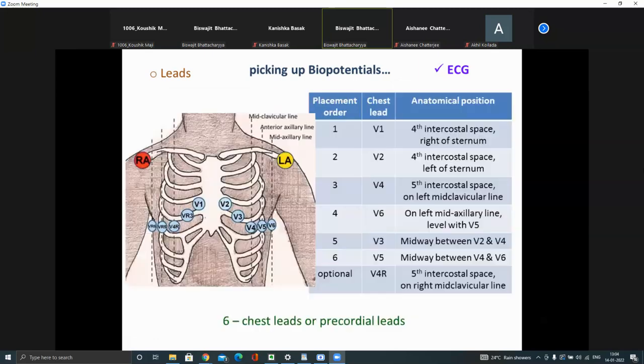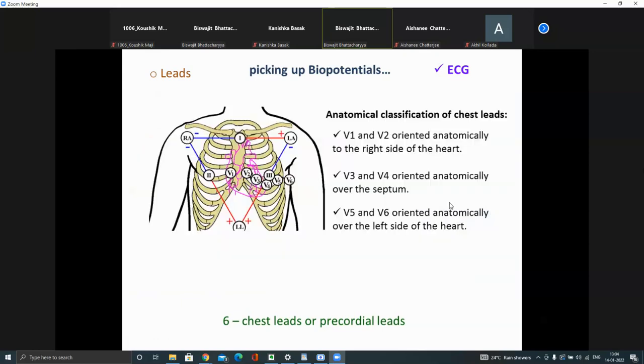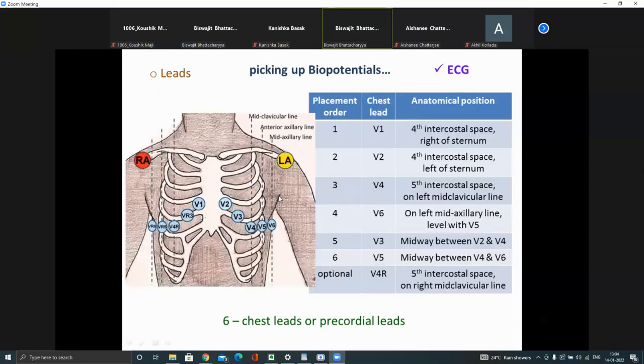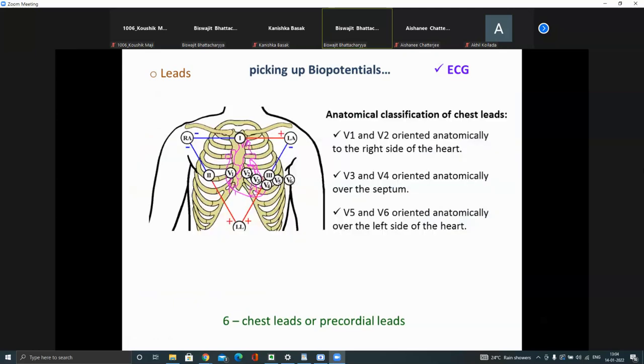Clear? So all such voltages V1, V2, V3, V4, V5, V6 are located in a particular way anatomically. This is the anatomical description in our chest. These are the 6 chest leads, also called precordial leads. They can be located this particular way.